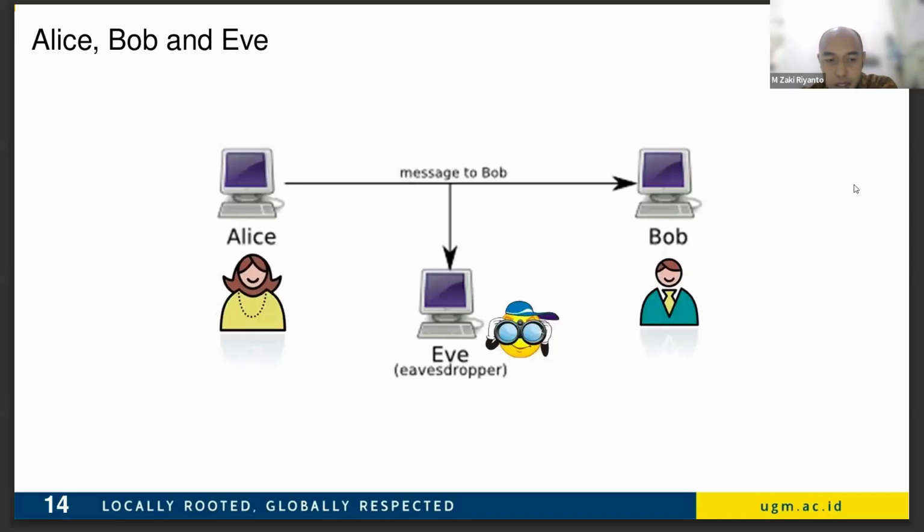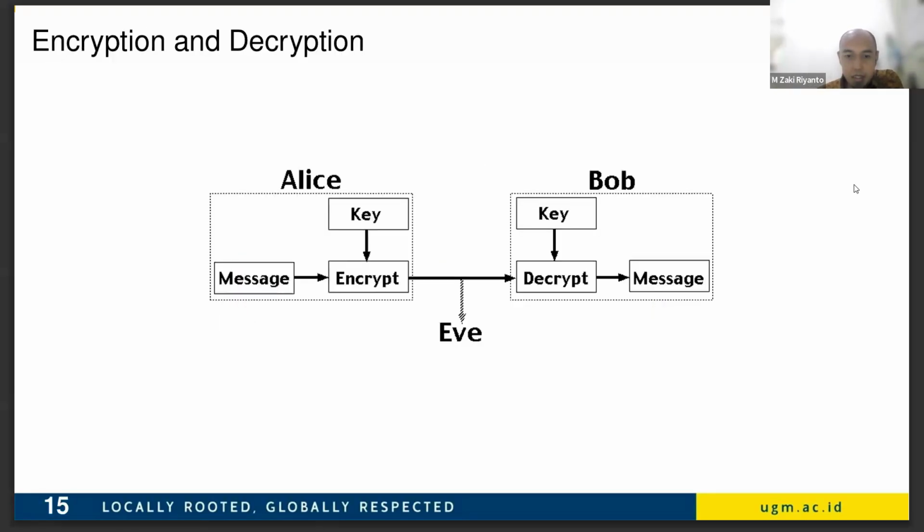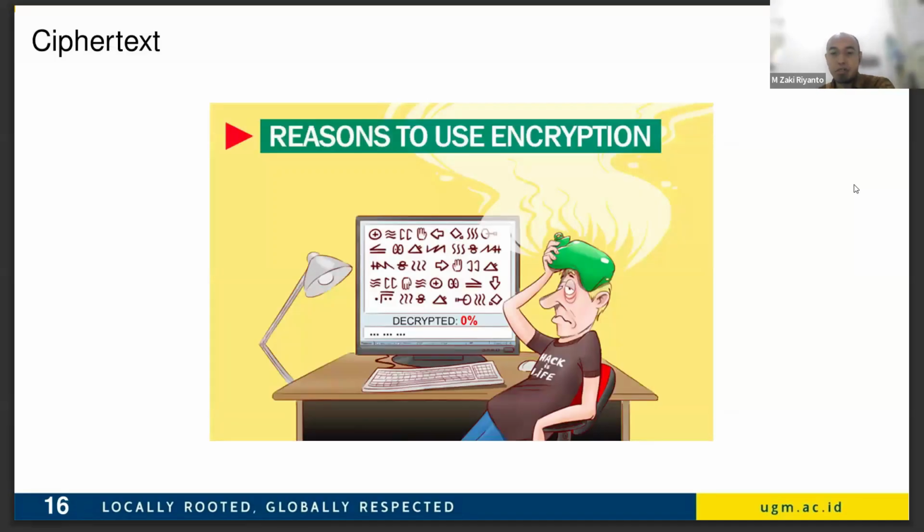And here's the figure between Alice, Bob, and Eve. And Eve is in the middle. Okay. So Eve only knows the algorithm, the cipher, and the ciphertext. This is the reason why we use encryption like this.